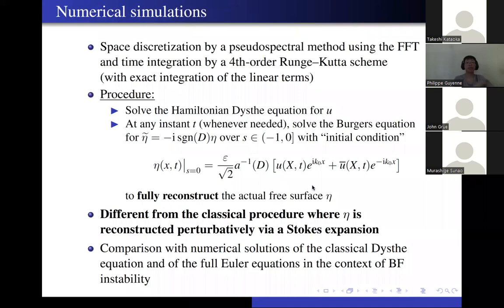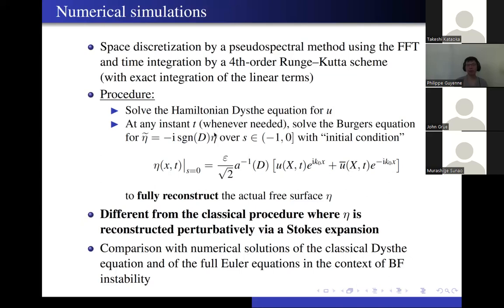All right, so let me say a few words about the numerical method. In space, we use a pseudo-spectral method using the fast Fourier transform. In time, we use a fourth order Runge-Kutta with exact integration of the linear terms. And here's the new procedure. You solve the Hamiltonian Dysthe equation for the envelope U at each time step.